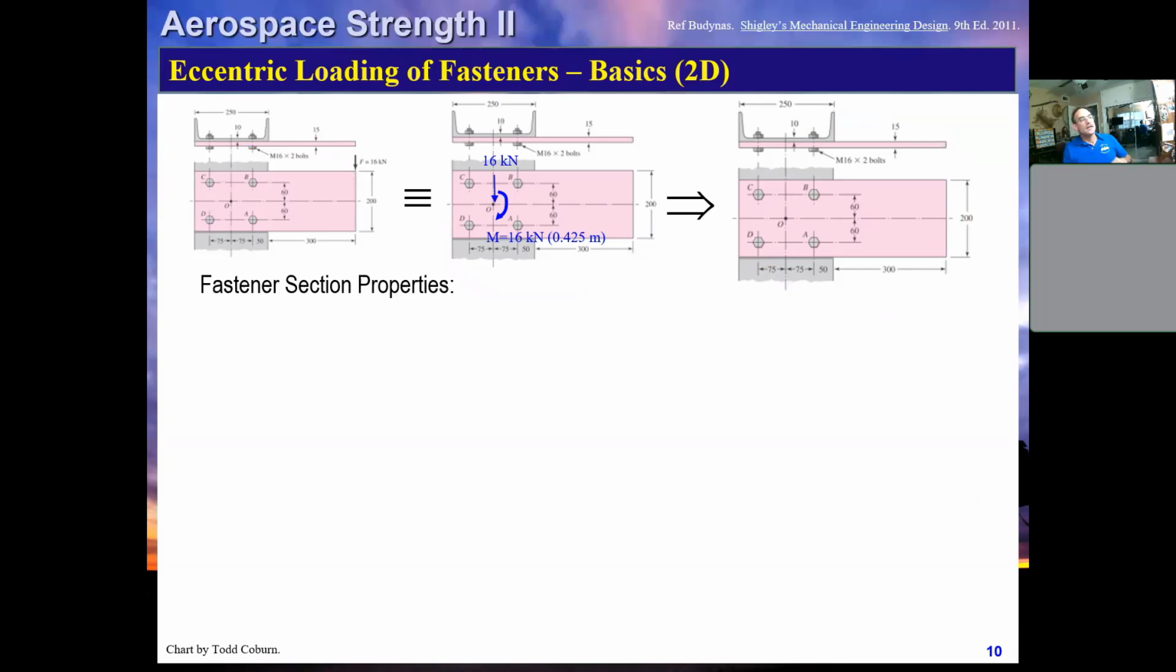All right. So what we're going to do first is calculate our section properties. The way we do that is we're going to start by defining our X and Y coordinate system. We're going to use the lower left fastener as our origin, and we'll define our X to the right and our Y up. I encourage you guys to do this exactly the same way. That will give you the most success.